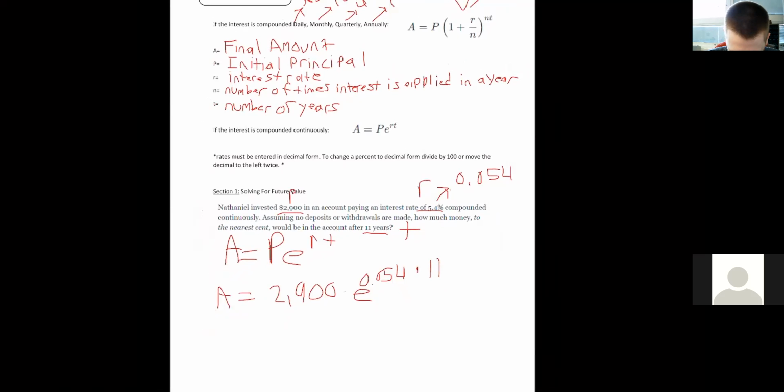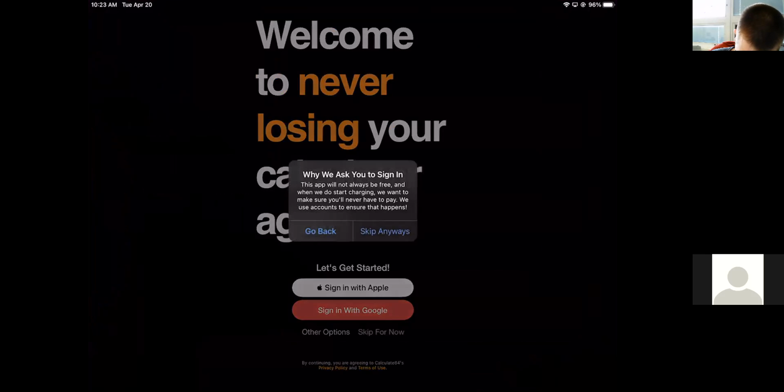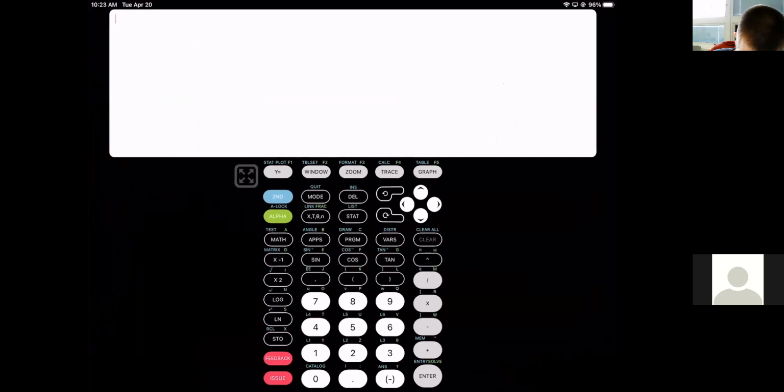So then you're just going to put this in a calculator. Let me just write this down. So I'll just switch to my calculator here. To type this in, you're going to do the principal, so 2,900 times, to do E, you see above the LN button in blue, if you do second LN, you'll see it'll do E, and then you would just do 0.054 times 11.